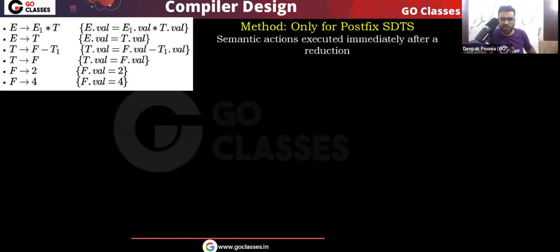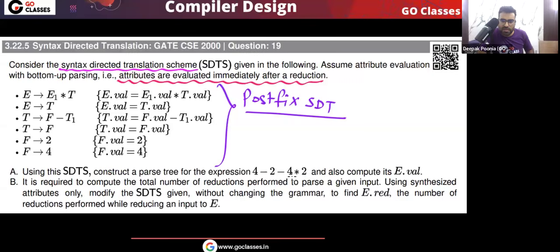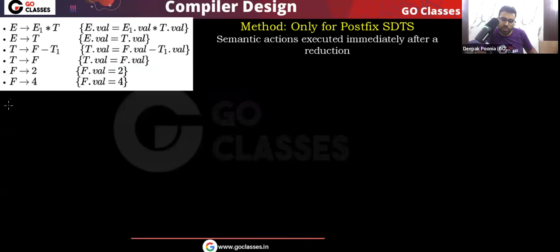Now we can solve this question very easily. You can see this is the given postfix SDT, or I can say this is the given syntax directed translation scheme. And what the question is asking in part A is that the input is 4 minus 2 minus 4 into 2. Let me write the input here. The input is 4 minus 2 minus 4 into 2.